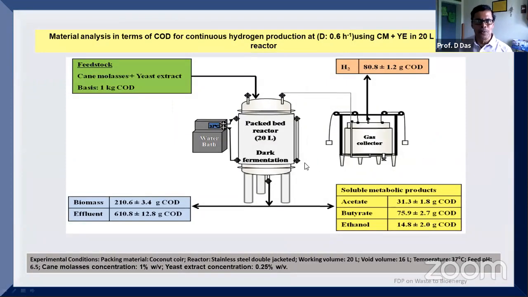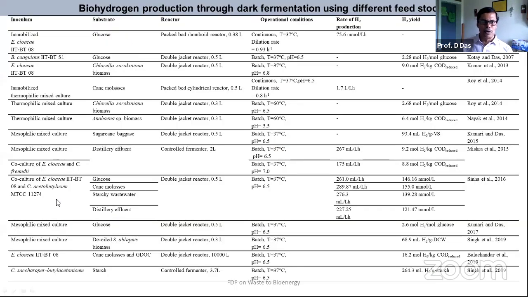This is a material analysis of this 20 liter system. For 1 kg of COD, we can produce 80.8 plus or minus 1.2 gram of COD in the form of hydrogen. The major metabolites produced are acetic acid, butyric acid, and ethanol, along with biomass and effluent. And this is a comparative table. I request all of you to please go through it. This is all our study that we tried to report, and we tried to make a comparison to find out how good it is.